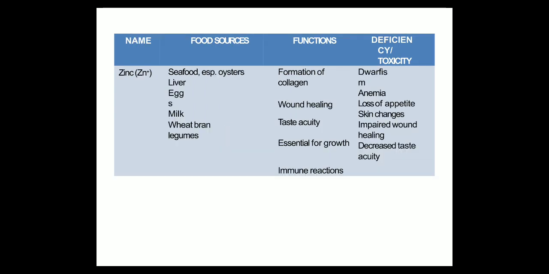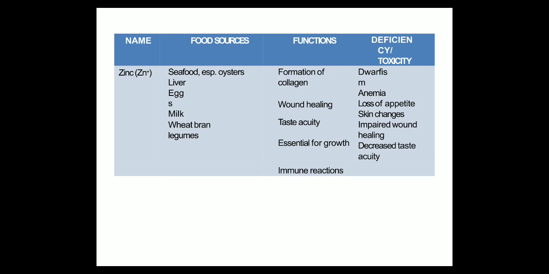Next trace element is zinc, abbreviated as Zn2+. Okay, let's see food sources from which we'll get the zinc: seafood, especially oysters, liver, eggs, milk, wheat bran, and legumes. Functions. First, formation of collagen fiber. Another one is wound healing. Third one, taste acuity. Fourth one, essential for growth. And last and very important, it is helpful for immune reactions.